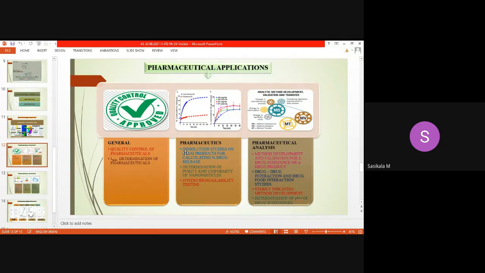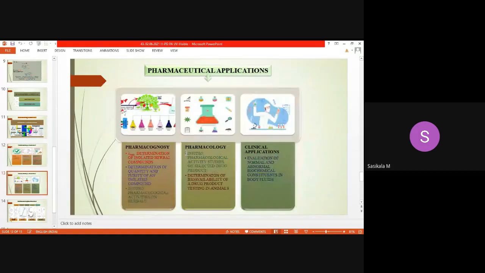Okay. And drug interactions and drug-food interaction studies are also studied by UV visible spectroscopy. Then stability indicating method: in order to fix and analyze the expiry date, we can go with stability indicating method development for each drug substance. And then determination of acid dissociation constant.